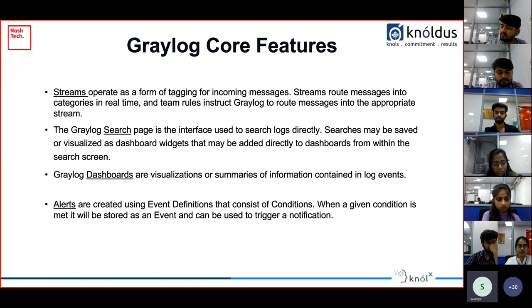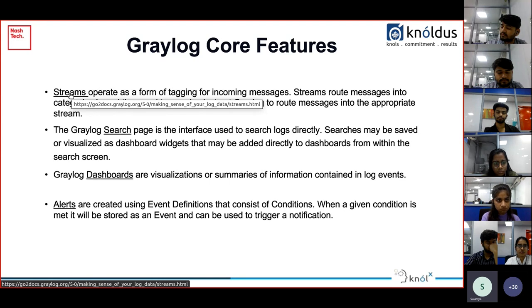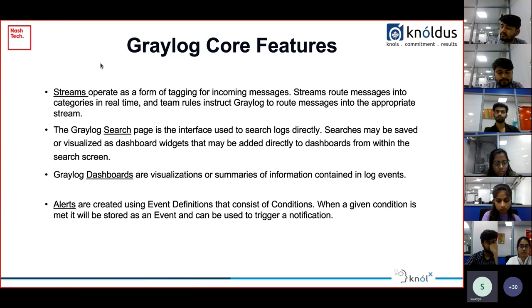Then we can move to the Graylog core features. Basically, Graylog supports a very large range of features. So let's start with streams first. A stream is basically this: when data comes, when logs come to your Graylog server, you can attach tagging to your data, and in that way you can categorize your data.